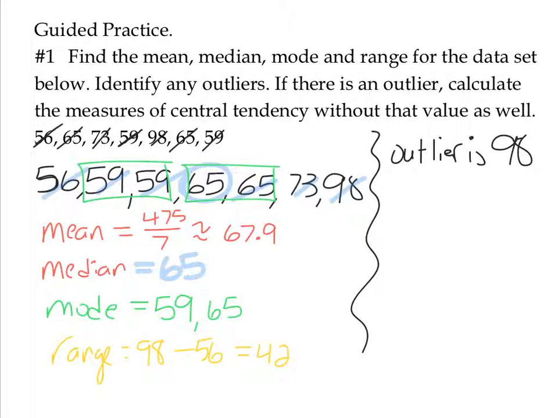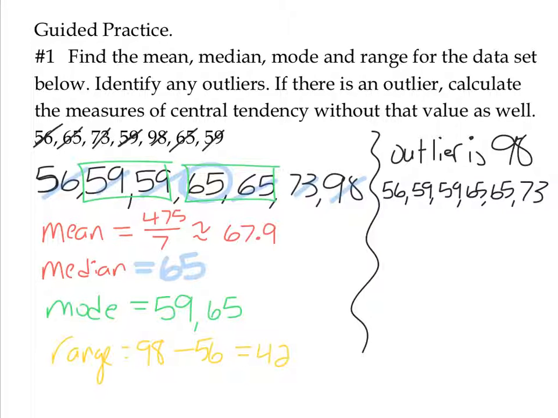Our next part is, if there's an outlier, which there is, calculate the measures of central tendency without that value. So we're going to calculate mean, median, and mode without the value 98 in there. So I'm going to rewrite my list down: 56, 59, 59, 65, 65, and 73. Okay, didn't include the 98. And now I'm going to calculate mean, median, and mode again.